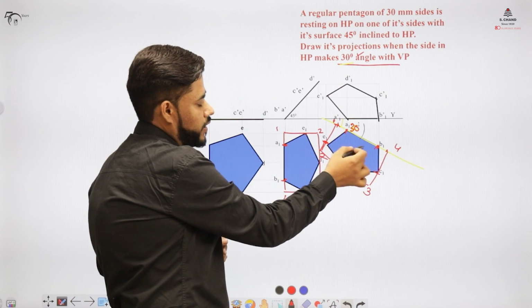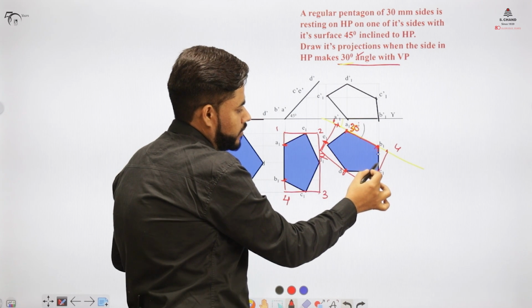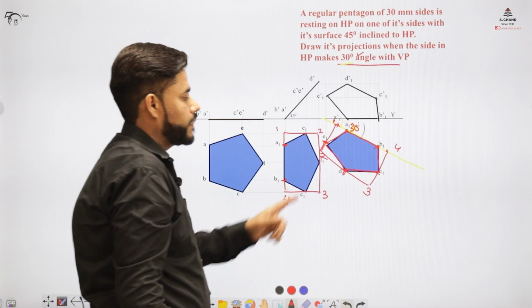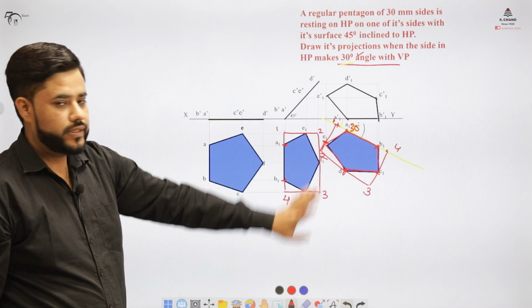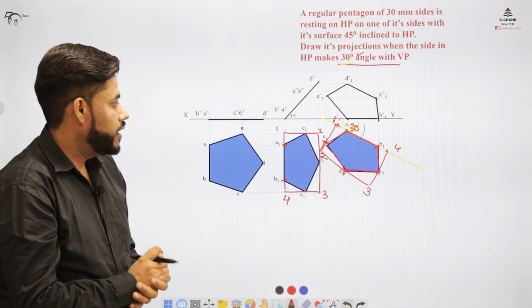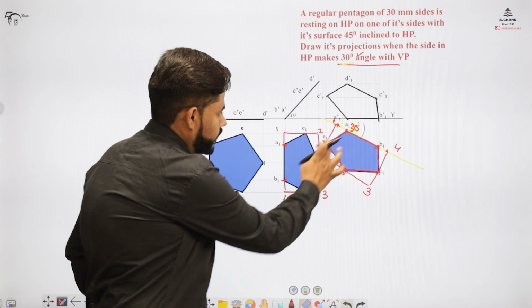Just after that, what you will do, you will join A with B, B with C, C with D, D with E and E with A. So all the points are together, you will get a tilted pentagon. Clear? Now in order to make the front view, you need to project all the points upwards.